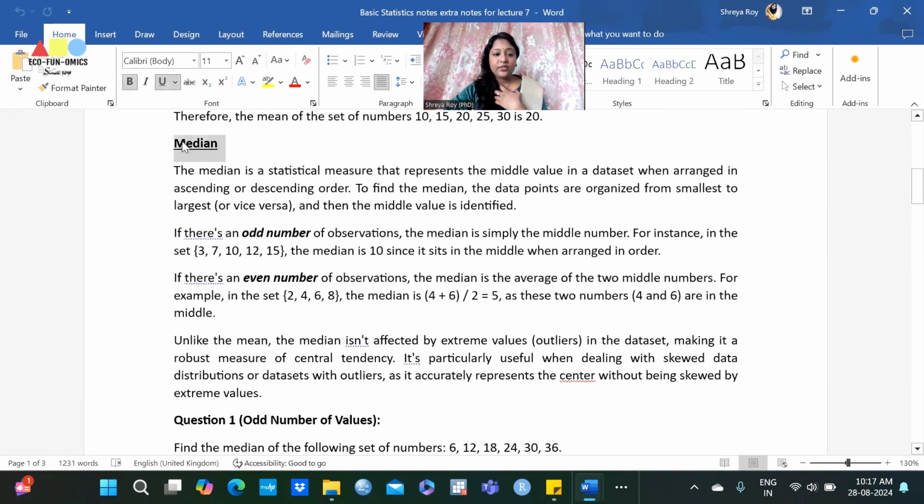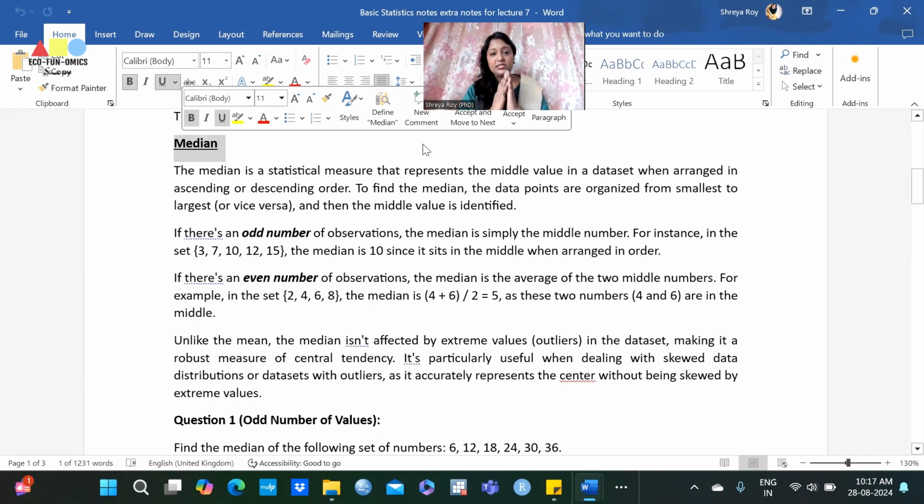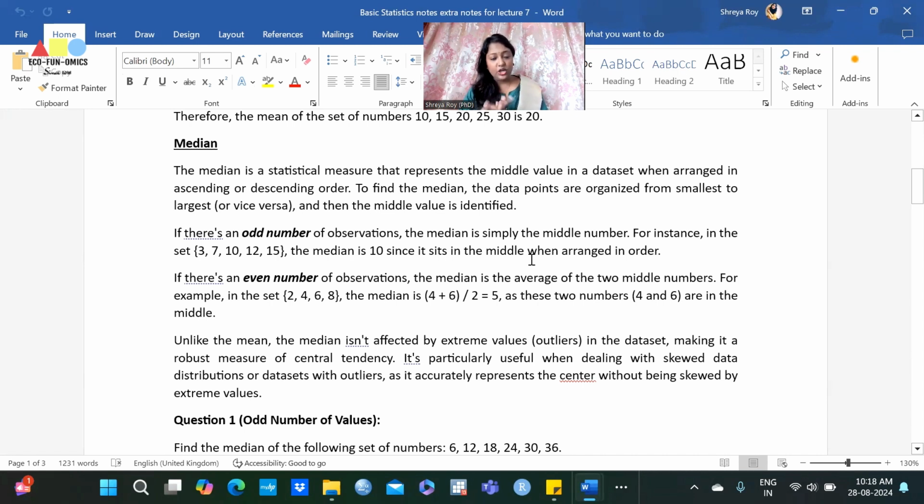Coming to median, median basically means if you have a range of data and you arrange it in the ascending order, very important that you have to arrange the data in the ascending order, then the middle observation is basically your median.